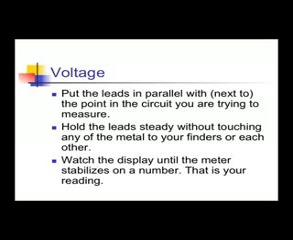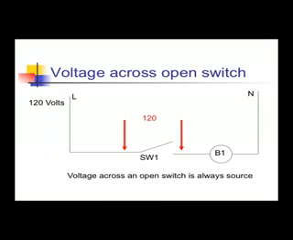To measure voltage, turn your meter on and set it to volts or V, depending on what your meter shows. Make sure that your leads are plugged into the correct place on the meter, and make sure you have AC or DC selected. Put the leads in parallel with, in other words, next to the point of the circuit you're trying to measure. Hold the leads steady without touching any of the metal with your fingers or each other. Watch the number until the meter stabilizes on the number. That is good. So if we wanted to measure voltage across SW1, which is open in this case, we put the leads on each side of the switch.